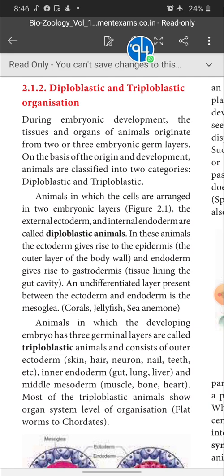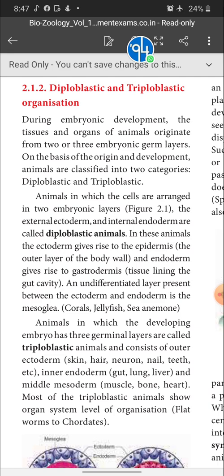So let's enter into the text, children. During embryonic development, the tissues and organs of an animal originate from two or three embryonic germ layers. What I said is correct, children. What is meant by embryonic development? In sexual reproduction, the male gamete fuses with the female gamete and forms a zygote. The zygote undergoes mitotic cell division and forms a ball of cells called morula.